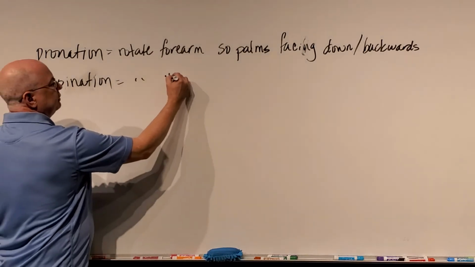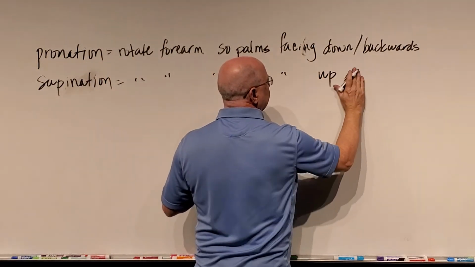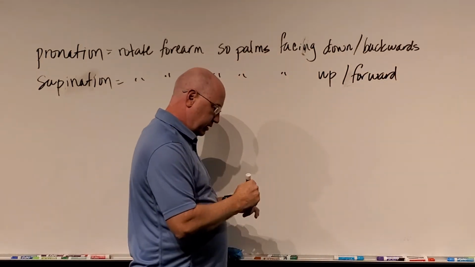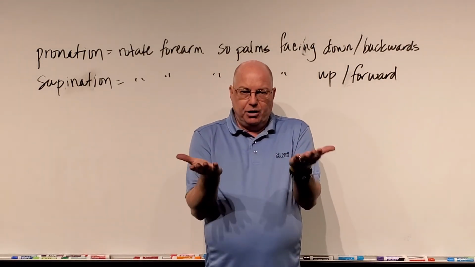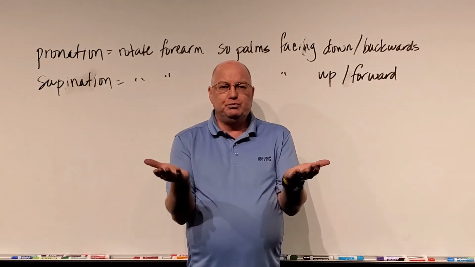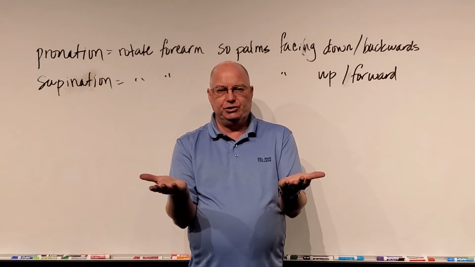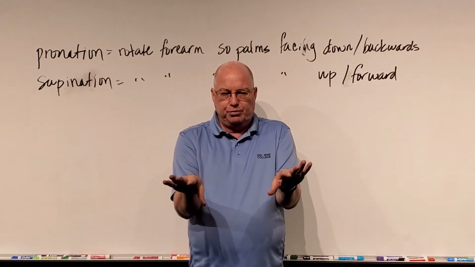Supination is to rotate the forearm so the palms are facing up or forward. So, if I have my elbows bent and my palms are facing the ceiling, they're faced up, then I'm in supination. If you can carry a bowl of soup, you're in supination. Now watch, I can pivot my forearms and go into pronation.